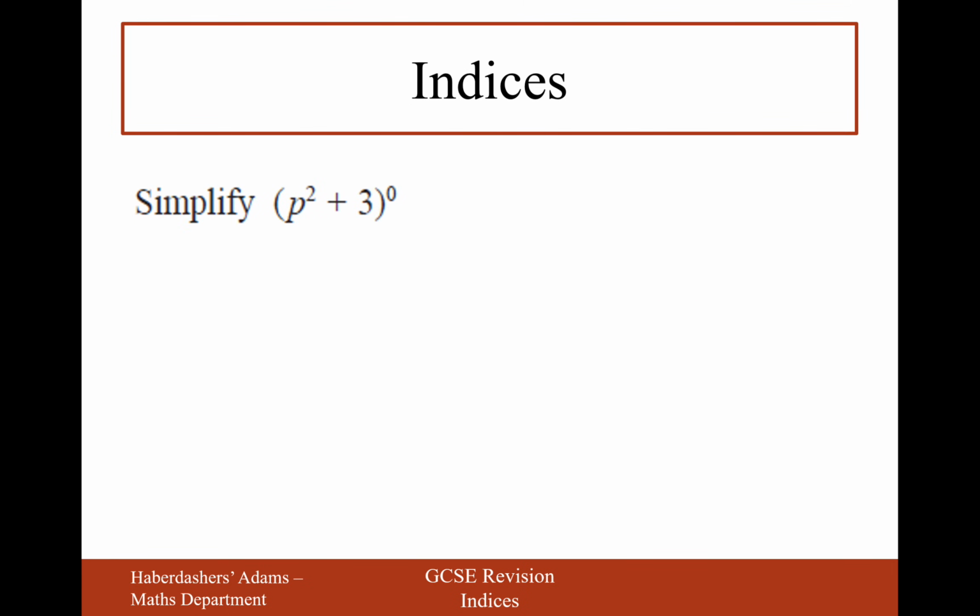Moving on to the next one, pause the video and have a go at this one. Good, hopefully this one wasn't too bad. Anything to the power of 0 is just 1. So there we are, the answer is just 1. Doesn't matter whether it's algebra or numbers: 5 to the power of 0, that's 1. A to the power of 0, that's 1.